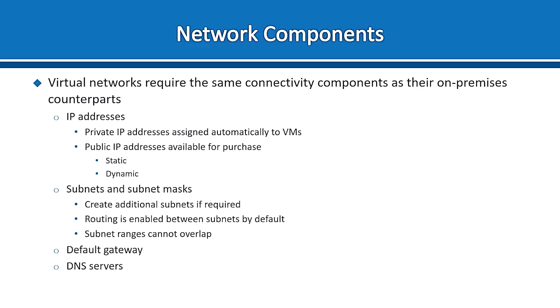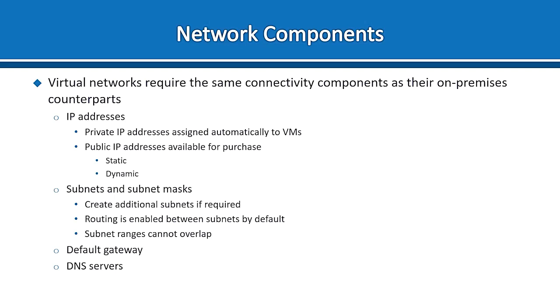We've also got subnets and subnet masks that are going to be required. As I said, you can create additional subnets if necessary, and routing is enabled between the subnets within a virtual network by default. We will have to understand how subnet masks go because the subnet ranges can't overlap, but Microsoft always uses the private, quote-unquote, Class A range of 10.0.0.0 with a 16-bit mask. And a 16-bit mask means that you still have 16 bits to play with. That's 65,534 IP addresses that you potentially could have.